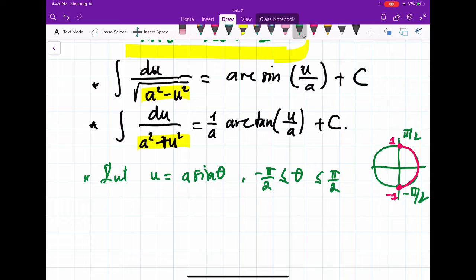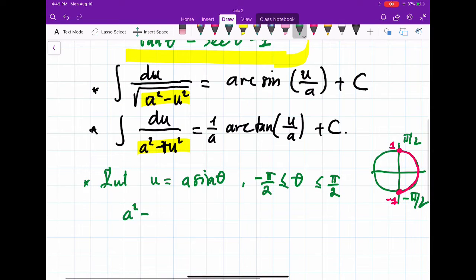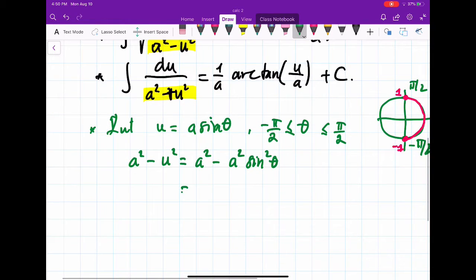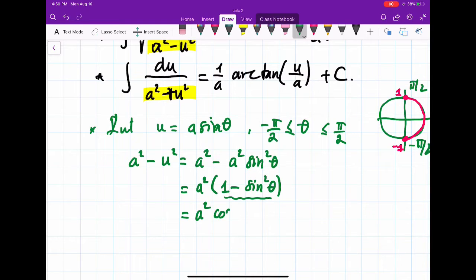Okay, so I do this substitution. From here I get a squared minus u squared is a squared minus a squared sine squared of theta. Then I factor a squared out. I have 1 minus sine squared of theta. But what is 1 minus sine squared of theta? That is cosine squared of theta, right? So I have a squared cosine squared of theta.